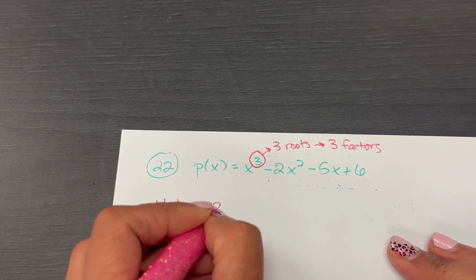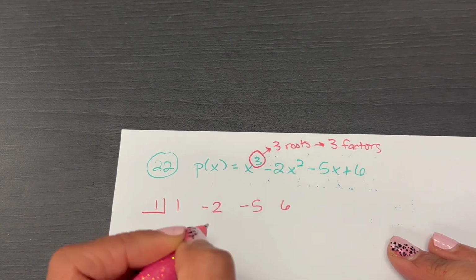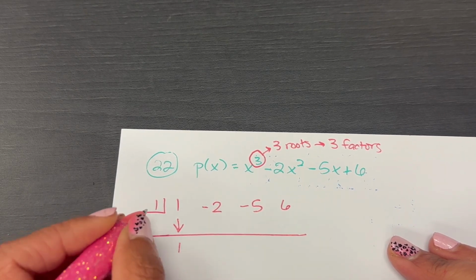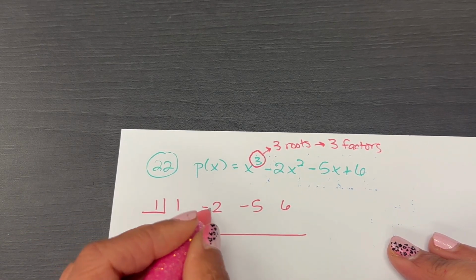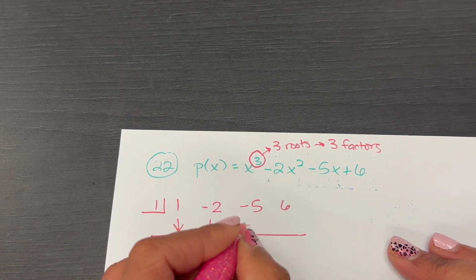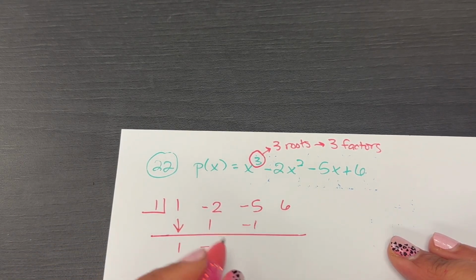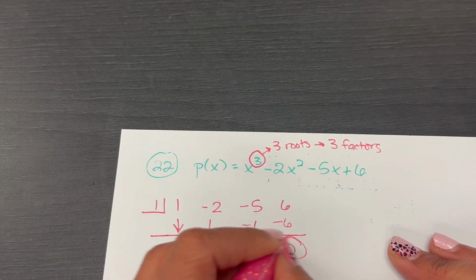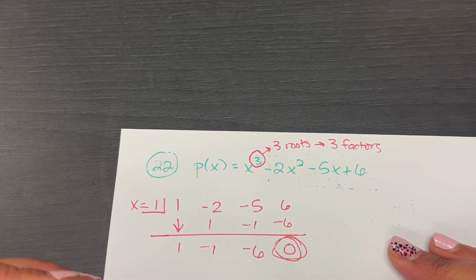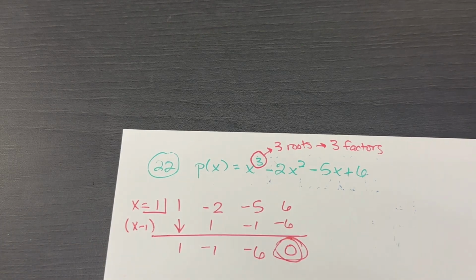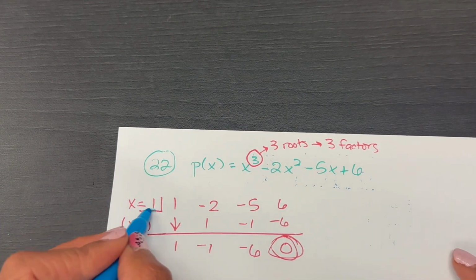So 1, -2, -5, and 6 are the coefficients. Bring down the 1. 1 times 1 is 1. -2 plus 1 is -1. -1 times 1 is -1. -5 minus 1 is -6. -6 times 1 is -6. We got the 0. It works. So x equals 1 is a root, which means that x minus 1 is a factor. So we found a factor.